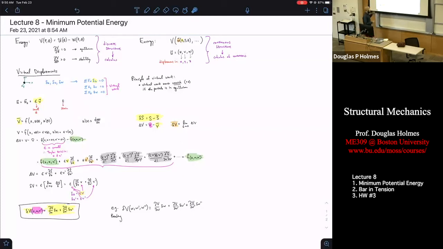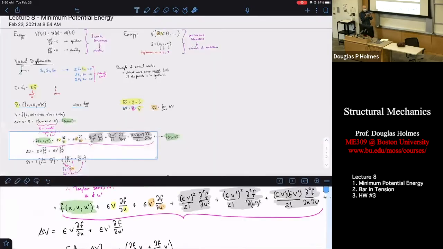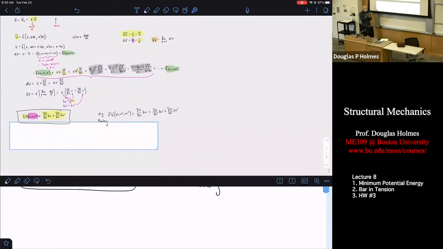And the nice thing is that this same approach gets us our second variation, which we're not going to talk about too much in this class because it's usually complicated. So let me just write here. This tells us equilibrium. The second variation tells us about stability. And based on what you saw in the box, you can guess the second variation.